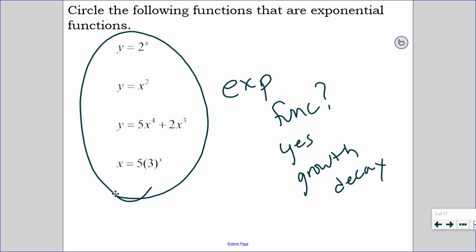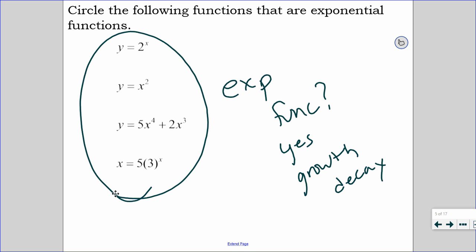All right, Graham, how many are exponential functions? The first one. All right, you gave up both, right? So the first one and the last one, so we had two of them. So now we just gotta decide if it is a decay or a growth, right?